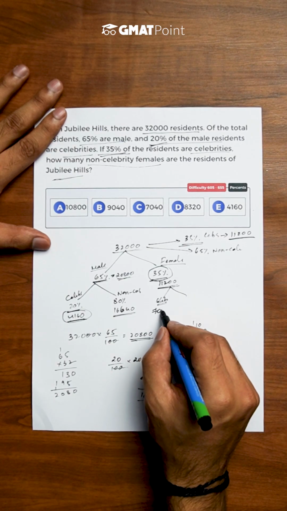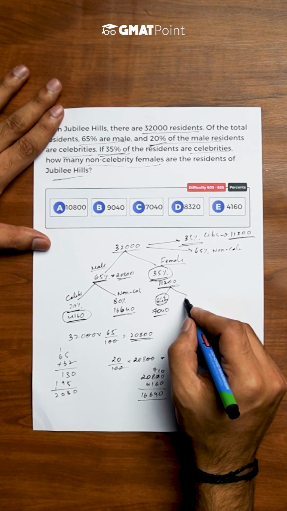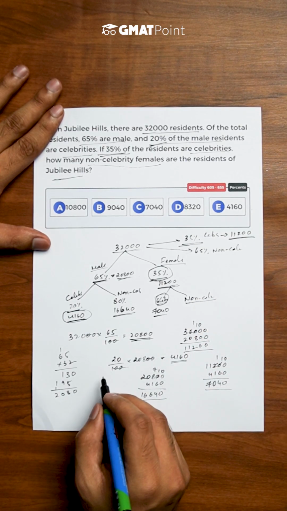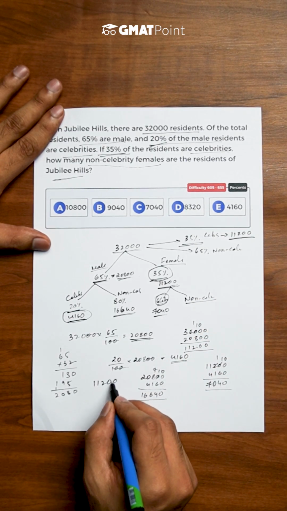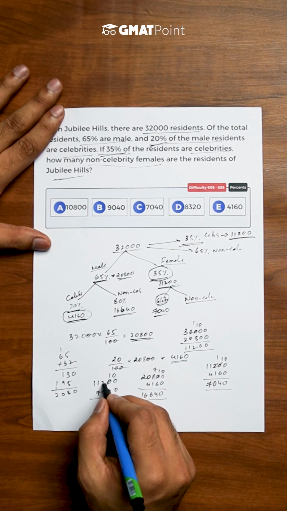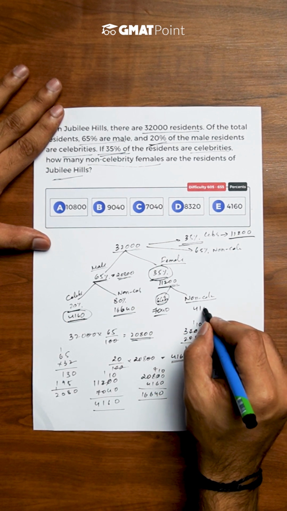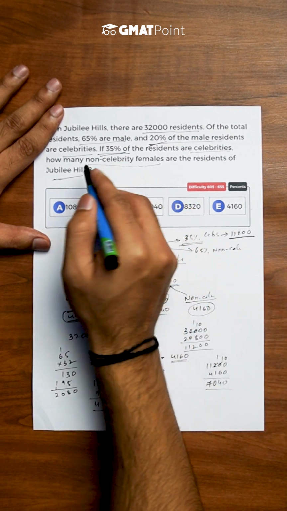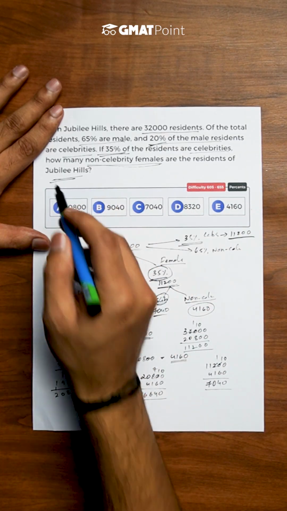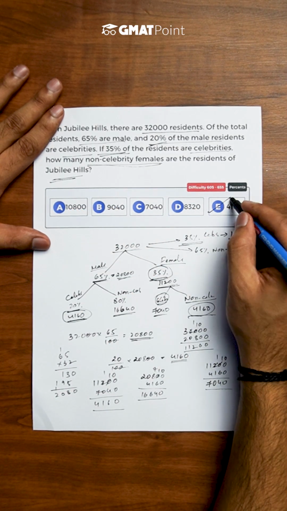7040. Now that we have calculated the female celeb population, we can calculate the non-celeb female population as 11200 minus 7040, which is nothing but 4160. So the question asked is to calculate the non-celebrity females that are residents of Jubilee Hills, and we calculated that value to be 4160. So the correct answer is option E.